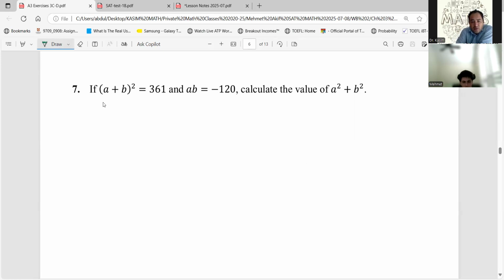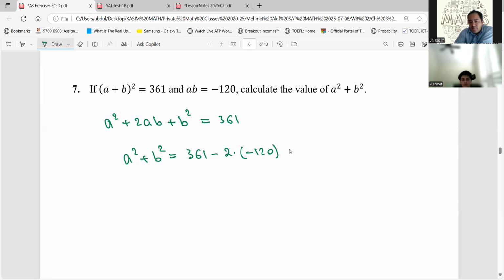First you expand it this way. Oh, wait, 601. That's correct. This one is a squared plus 2ab plus b squared, which is equal to 361. What is a squared plus b squared? We don't know, we're going to find it. I move 2ab to the right-hand side: 361 minus 2 times ab. What is ab? 120, so 2ab is 240, and it's 361 minus 240... Negative 120 gives 361 plus 240, right? Which is equal to 601.